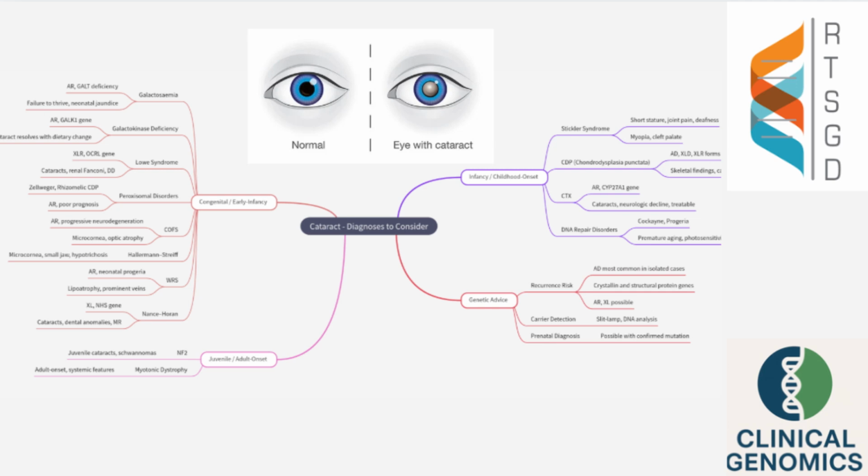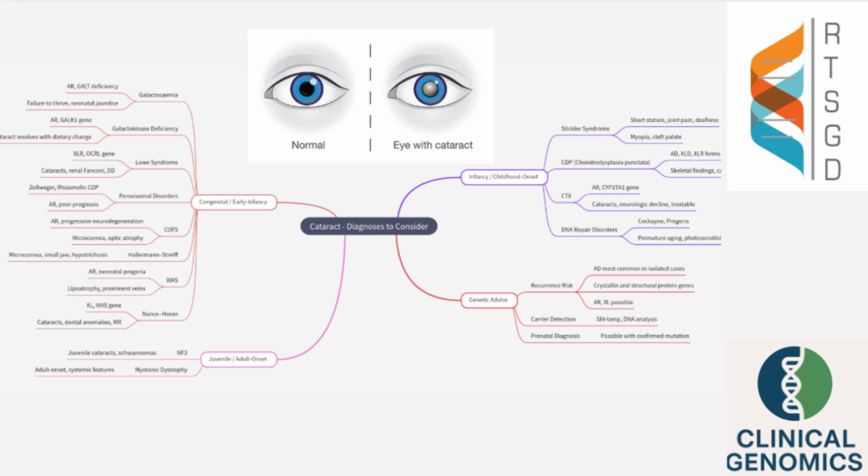Cataracts in newborns and infants are often caused by inherited metabolic or syndromic diseases. Galactosemia is one of the most common. It's autosomal recessive and caused by GALT enzyme deficiency. These babies may have jaundice, feeding issues, and poor growth. Galactokinase deficiency is also autosomal recessive but improves with diet. Lowe syndrome is X-linked and caused by OCRL gene mutations. These children may also have kidney issues and developmental delays.